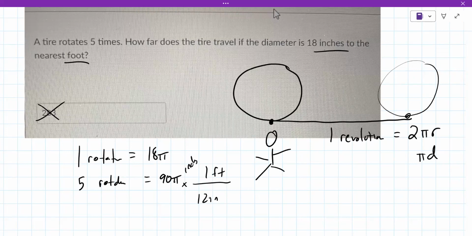Okay, I'm confused. What do you see on my screen here? 90 pi in inches times 1 divided by 12. So 90 pi times 1 doesn't change, and then this just means to divide by 12. Oh, okay. So then it's 7.5 feet. You've got a pi though. Oh, okay. So 90 times pi divided by 12.